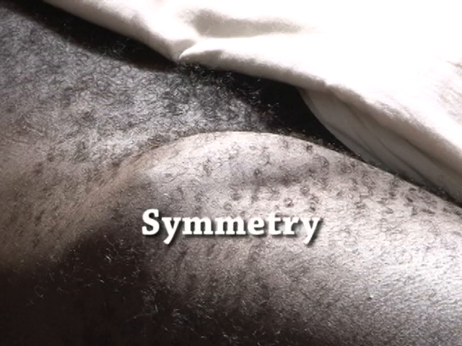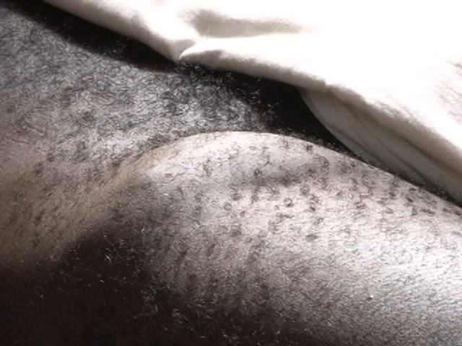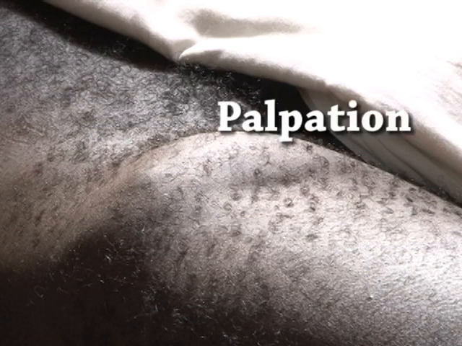Then we look at symmetry. This refers to uniformity of a swelling. This thigh swelling is symmetrical. Scars. We must observe for scars overlying swellings. Inspection is followed by palpation.